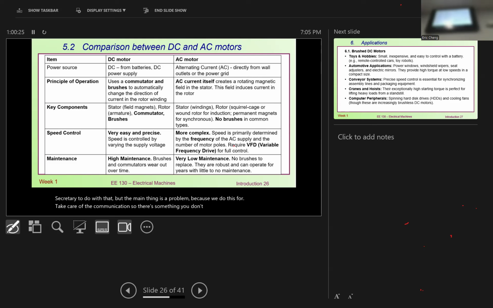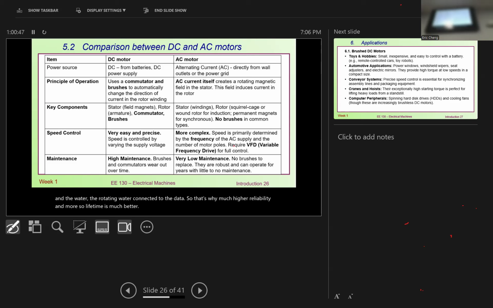But the AC motor is different. The AC motor doesn't have any commutator and brushes. There is no contact between the stator and the rotor. The rotating part has nothing connected to the stator. So that's why it has much higher reliability and also much better lifetime.